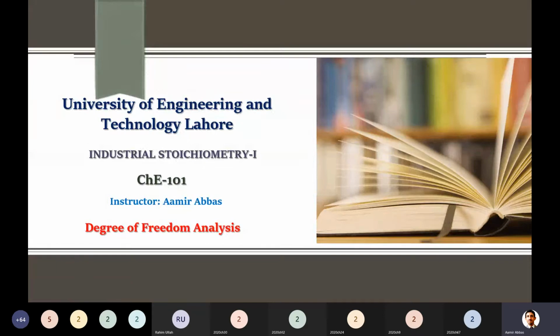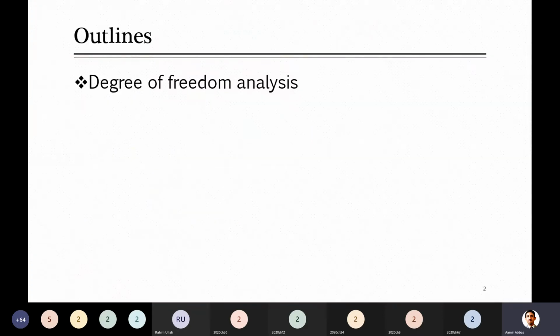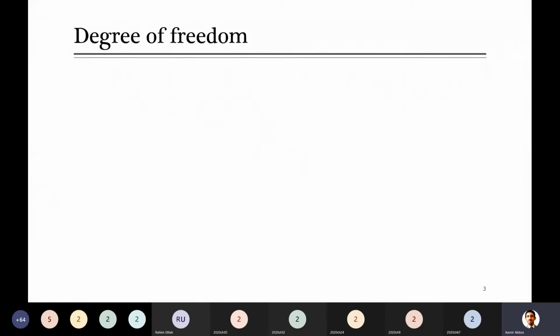Right, okay, degree of freedom analysis. What does this mean? Here we will be looking at what is degree of freedom, what is degree of freedom analysis, and what are independent equations, which we studied as the 7th step in the strategy. The 7th step was to look for the number of independent equations and perform degree of freedom analysis. So what is that degree of freedom?